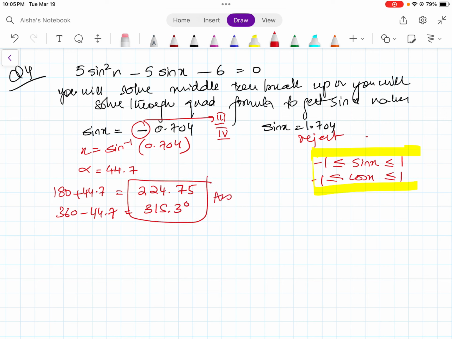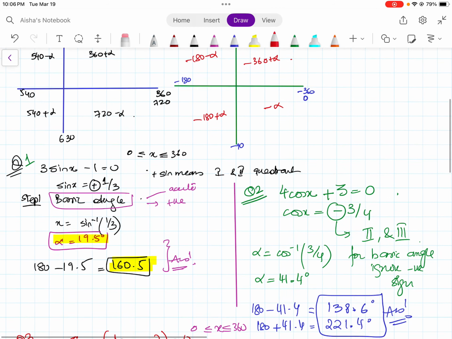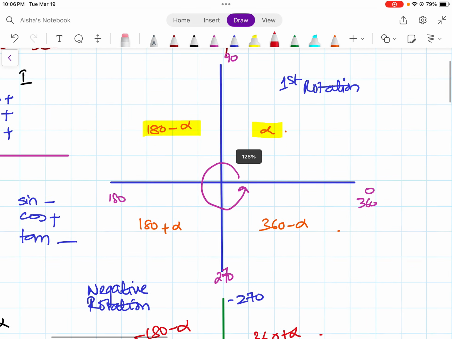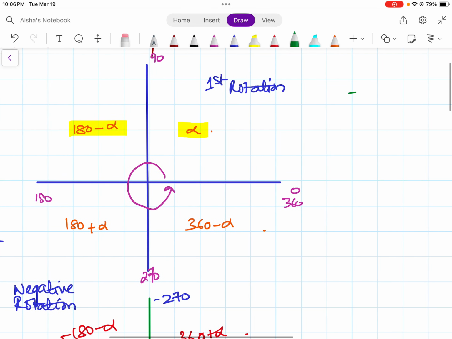So these are my two answers for this question. Okay. Now so far we've been solving everything in degree mode. Let's talk about the radian mode now. For the radian mode, you know that pi radians is equal to 180 degrees. So the formulas will shift accordingly. Okay, the formulas are very easy.